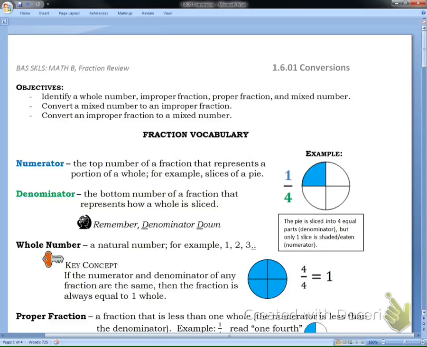A whole number is a natural number, like for example, that you count: 1, 2, 3, or 4. These are the types of numbers you've been used to working with. So a key concept with fractions is if the numerator and the denominator are ever exactly the same, it is always equal to 1. Because if you ate 4 slices out of a pie that's sliced into fourths, then you've eaten one whole pie.